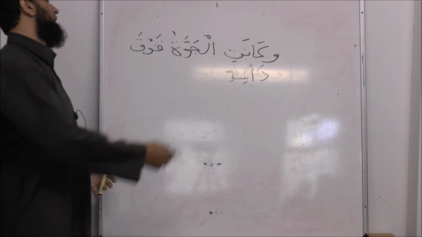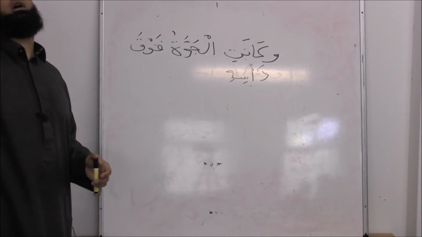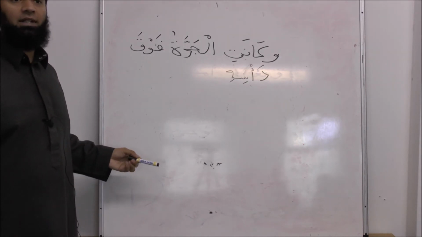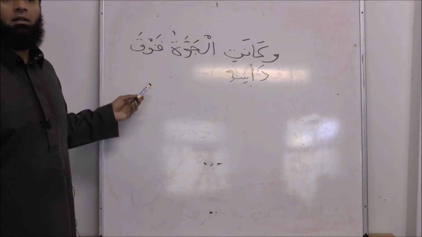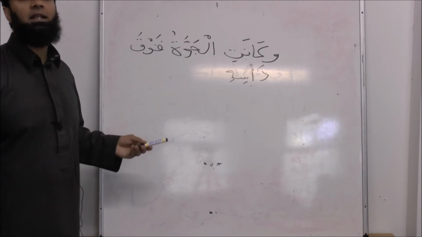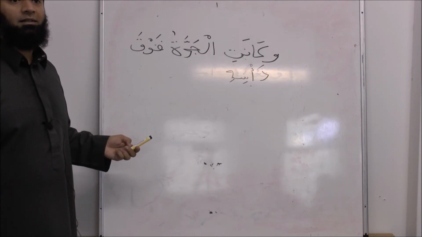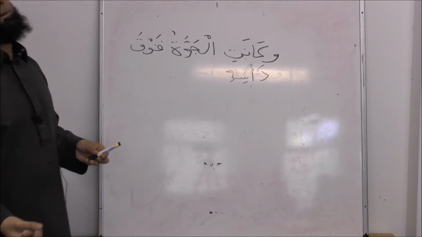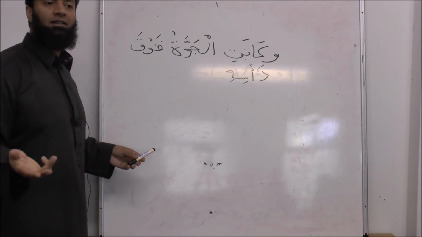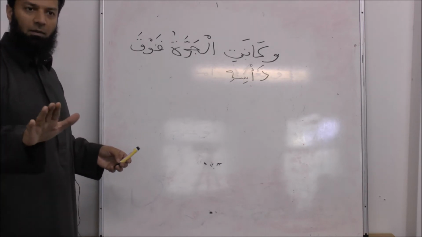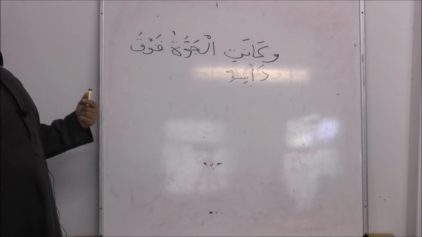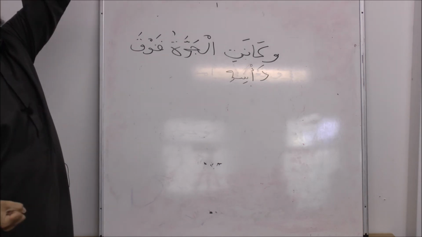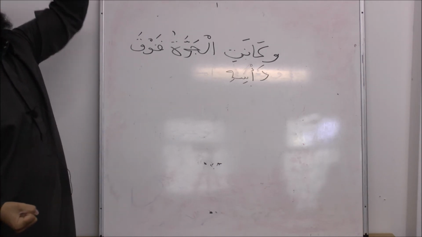وَكَانَتِ الْجَرَّةُ, and the jar was فَوْقَ رَأْسِهِ, on top of his head. What does فَوْقَ mean? Fawqa, on top, above. Ra's, on his head. So remember what's happening. He is lying down on his back with the stick. His stick is in his hand, and al-jarratu, the jar, is above his head.